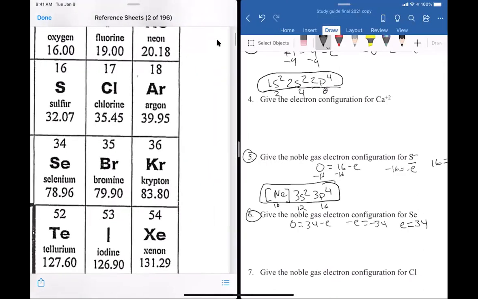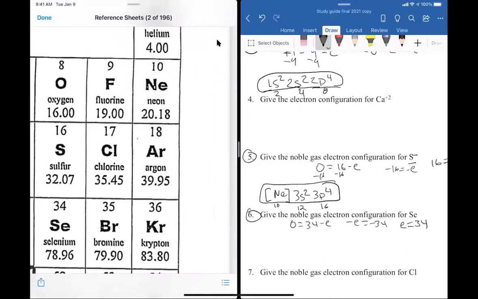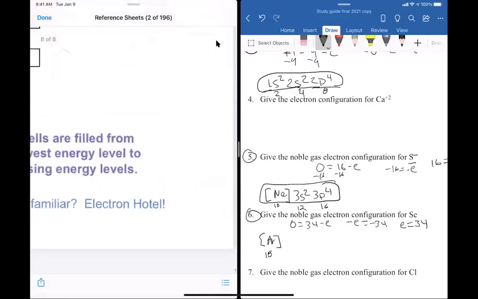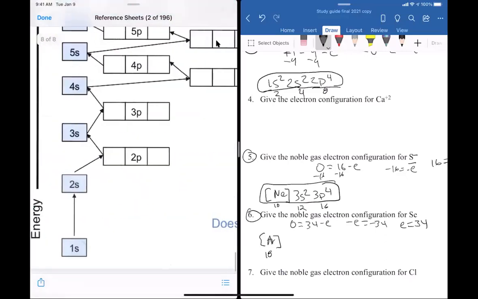Now let's look at our noble gases. Which noble gas is close to 34 but doesn't surpass 34? Argon. Yep. So we're going to put argon in brackets. And argon has 18 electrons. So then we're going to go all the way to the bottom again. We're going to see where argon leaves off.